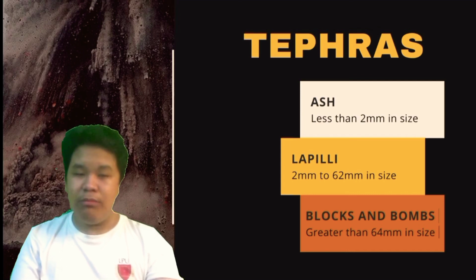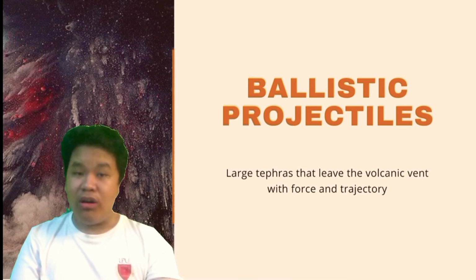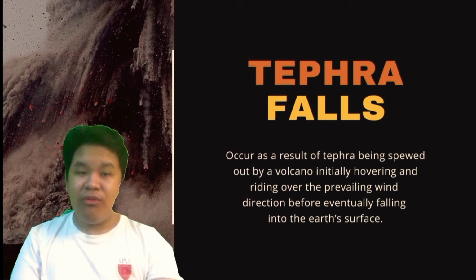These blocks and bombs get spewed out and eventually become ballistic projectiles, which are large tephras that leave the volcanic vent with force and trajectory. And tephra falls occur when tephra is spewed out by a volcano, initially hovering and riding over the prevailing wind direction before eventually falling onto the Earth's surface.